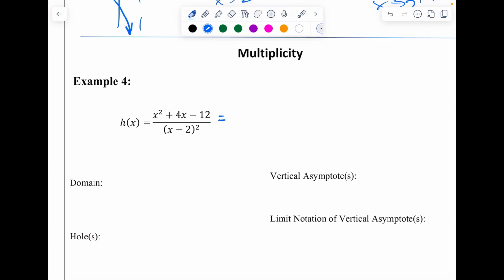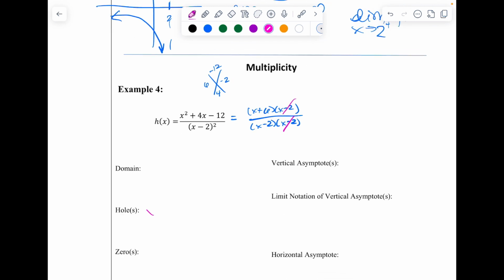All right, example number 4. Again, let's find your factored form first. So what multiplies to negative 12 and adds to 4? We've got 6 and negative 2. And in the denominator here, we've got x minus 2 times x minus 2. So right off the bat, I know for sure there's a hole here because they're common factors. So there's a hole at x equals 2. That also means that for the domain, we still set the whole denominator equal to 0. So x minus 2 squared equals 0, which gives us just x equals 2.